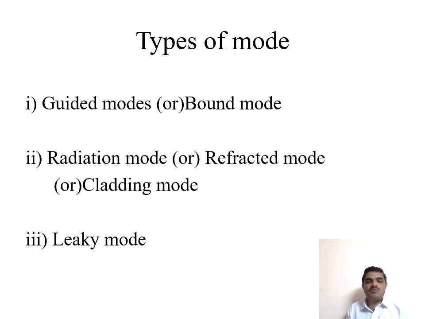Types of mode: guided modes or bound modes, which are represented as lower order modes. All the signals are tightly placed in the core region alone. Second one, radiation mode or refracted mode or clad mode. Coming towards the second order and third order modes, a certain part of the signal might propagate in the clad part also. That is radiation mode or refracted mode, otherwise called cladding mode. Third one is leaky mode. Coming towards higher order modes, the majority of the signal might travel in the cladding region. Those are called leaky modes.